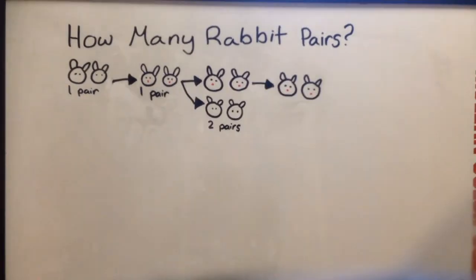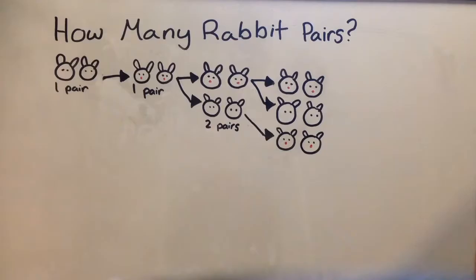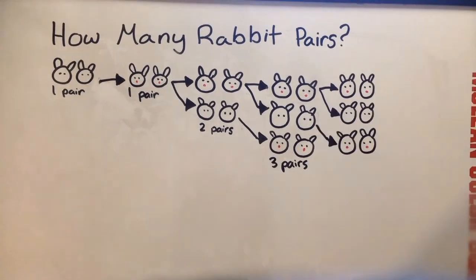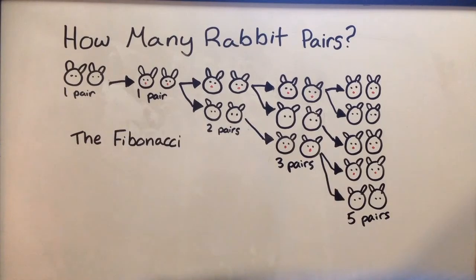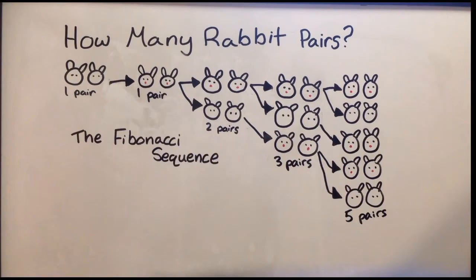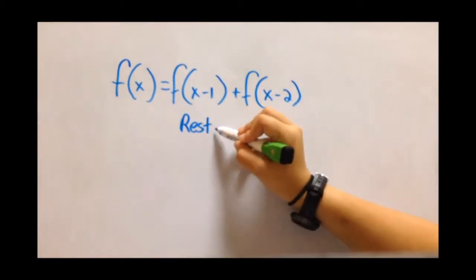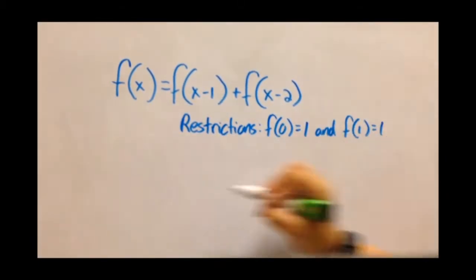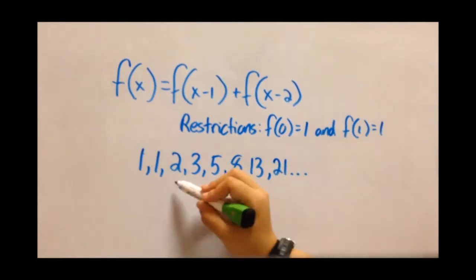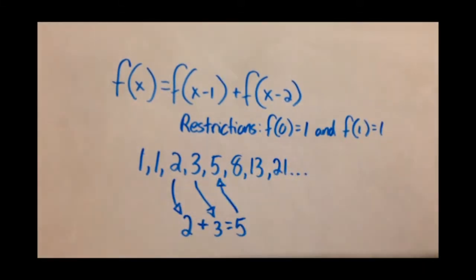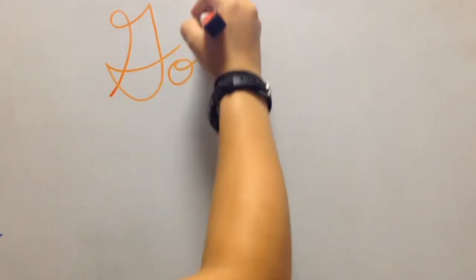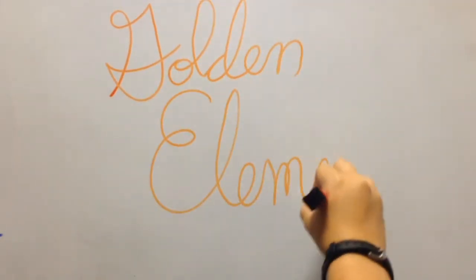This is demonstrated here. Every rabbit starts out without a nose. It takes 1 month for them to gain the pink nose and thus begin reproducing. The answer to this rabbit question became the Fibonacci sequence, f of x equals f of x minus 1 plus f of x minus 2, with the restrictions set that f of 0 equals 1 and f of 1 equals 1. Which is just a fancy way of saying that the next number in the sequence is the two prior numbers added together. This is seen all throughout nature, but through other forms called the golden elements.